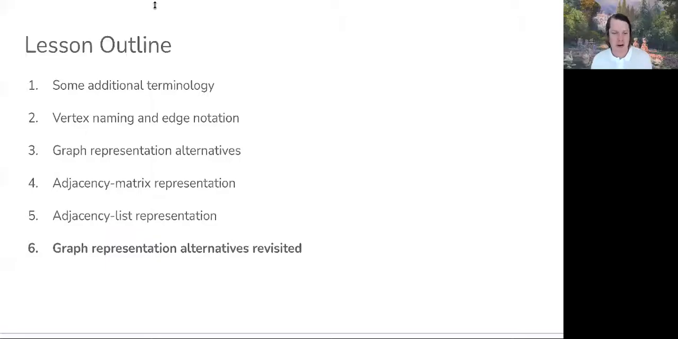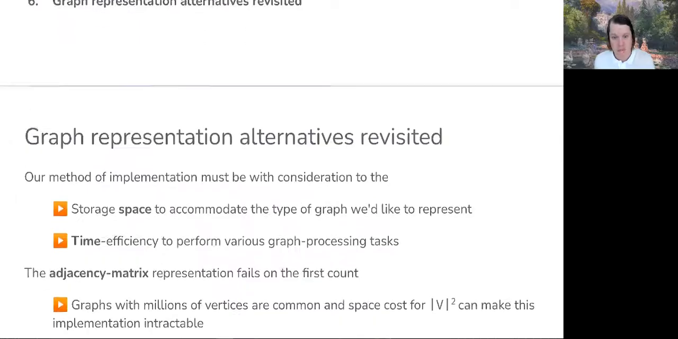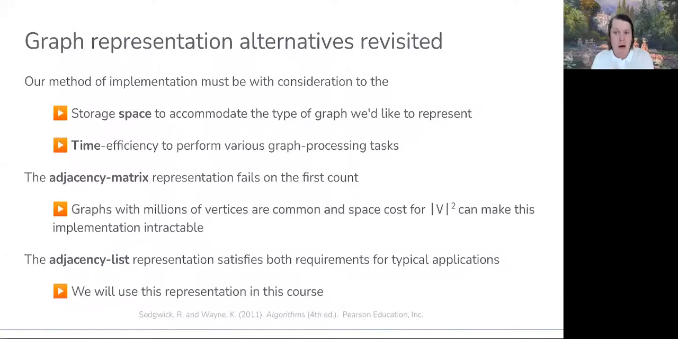Howdy and welcome back. So we're going to briefly discuss some of the implications of choosing one graph representation over another within our program. As we pointed out before, about the adjacency list implementation versus the adjacency matrix implementation, we have to consider the storage space implications of choosing one representation over another for the type of graph that we'd like to accommodate within our applications.